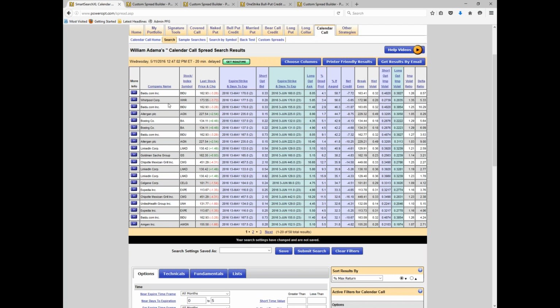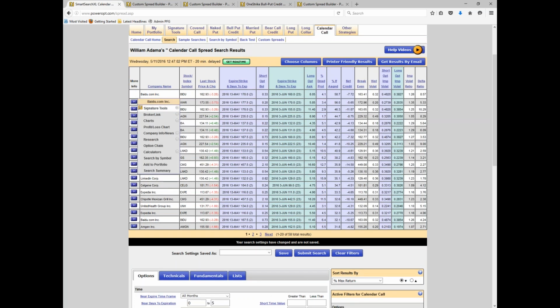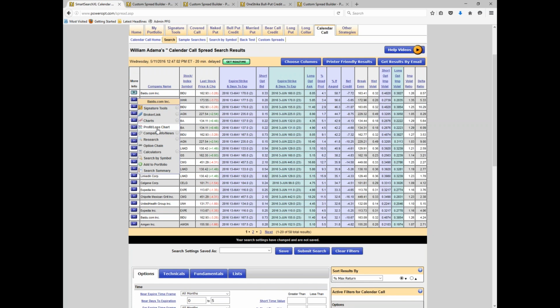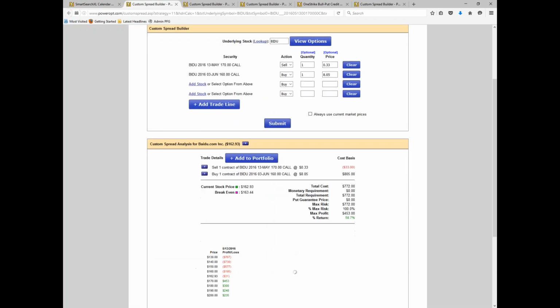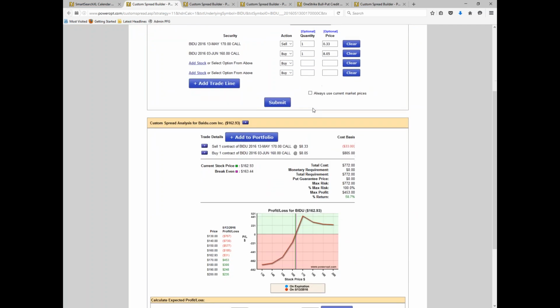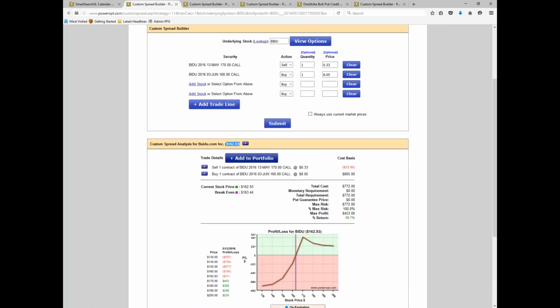We have positions on Baidu and Whirlpool and so forth. The first one here at Baidu, still not what I'd want. I would customize this a little bit. What I mean by that is, let's take a look at Baidu here. It does match my criteria that I just put in for the diagonal spread. I'm looking at a June 3rd 160 call, so it's about 4 weeks out in time, and this week's May 170 at 33 cents. Now, the stock is currently trading at 162.93, and I'm buying the 160 call and selling the 170.